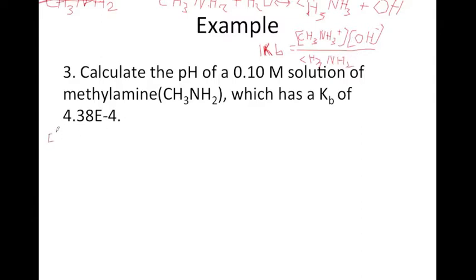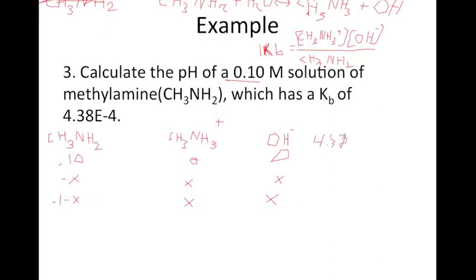Then we have to do a RICE table. You won't use H2O because it's a pure liquid, so you'll only use methylamine, the methylamine ion, and your hydroxide ion. We already know that methylamine is 0.1 molar, and the other ions are 0. So you'd subtract X from the methylamine and add X to the two ions, giving 0.1 minus X, and X for the ions.